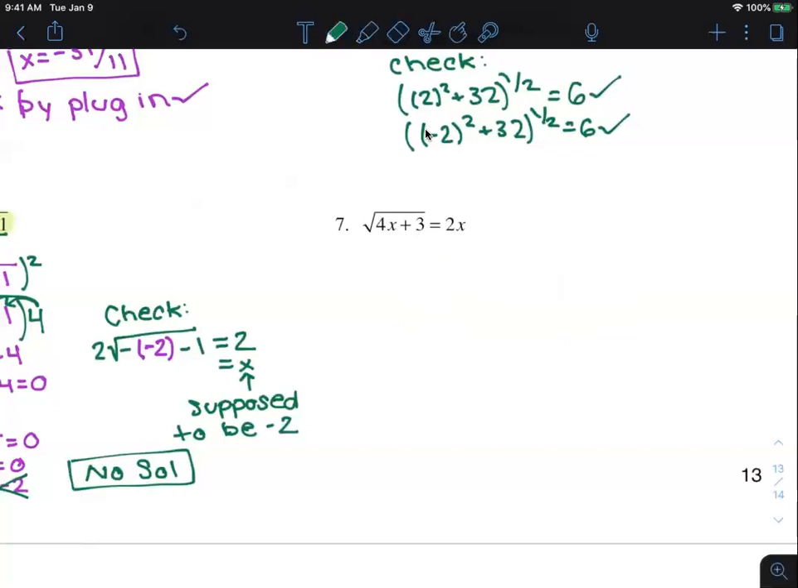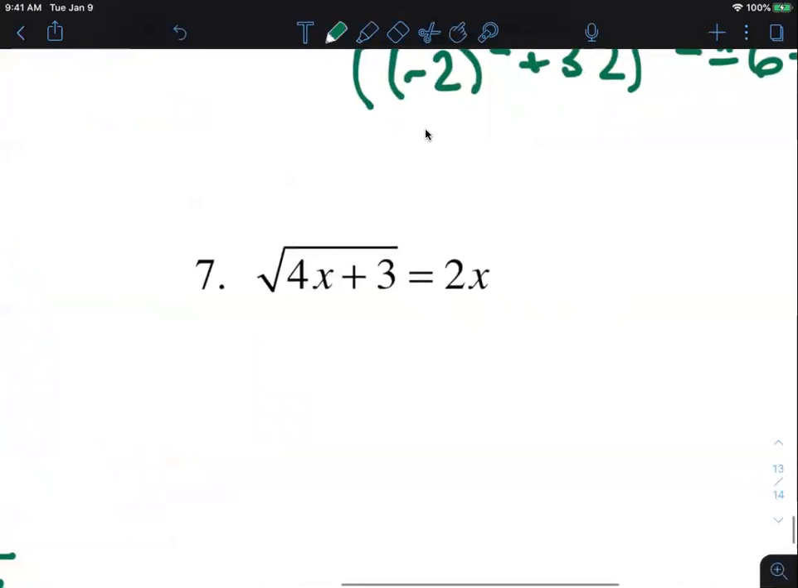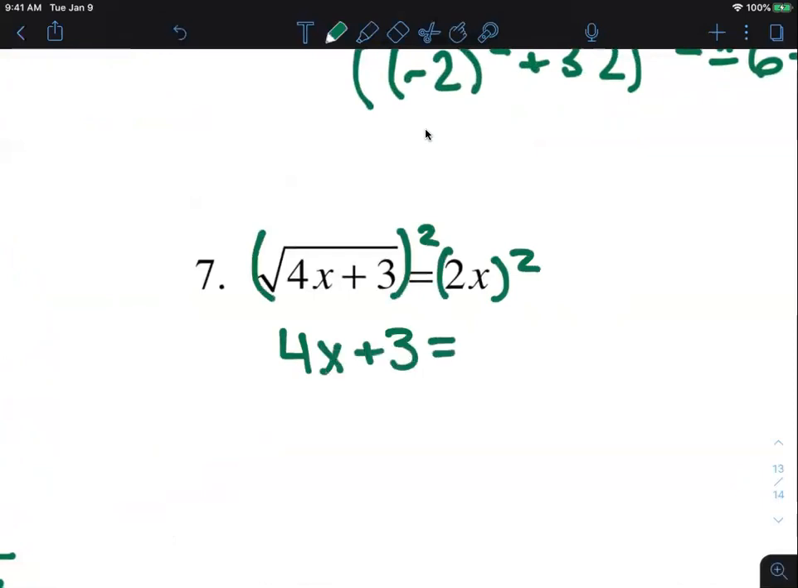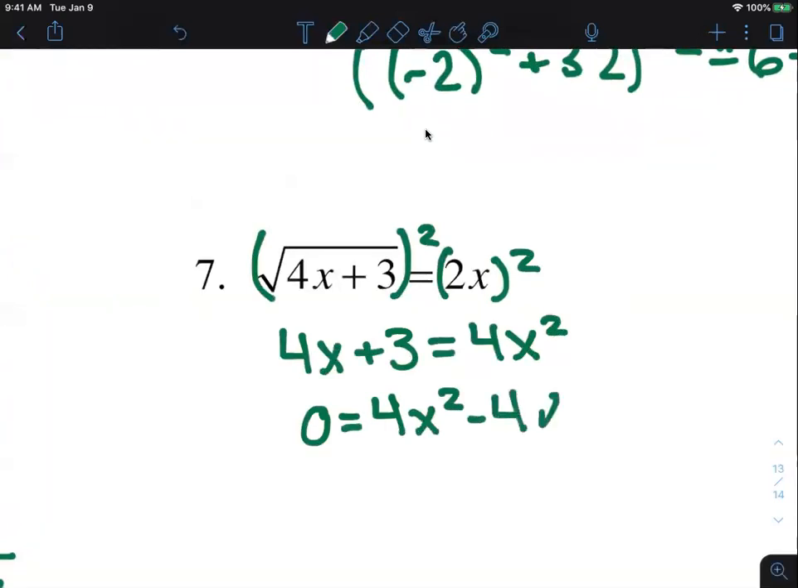Okay, now that we're taking a look at it together, we're going to go ahead and square both sides because we already have it isolated. So that's going to leave me with 4x plus 3 equals 4x squared. 2x squared means 2x times 2x. That's 4x squared. I'm going to move everything to one side. I want the 4x squared to be positive, so I'm going to move everything from the left to the right. So I'm going to subtract 4x and subtract 3.